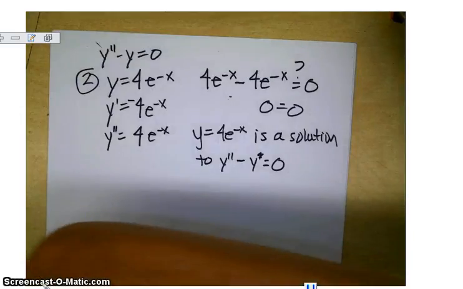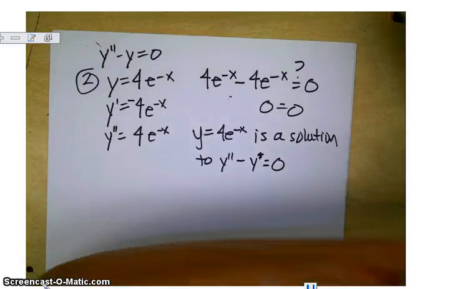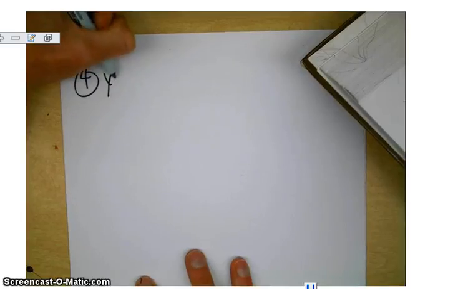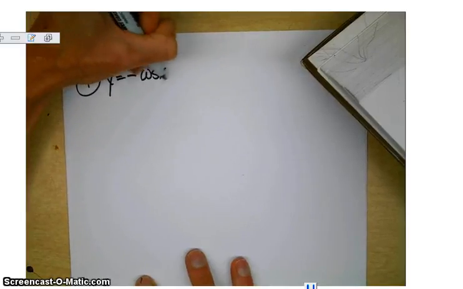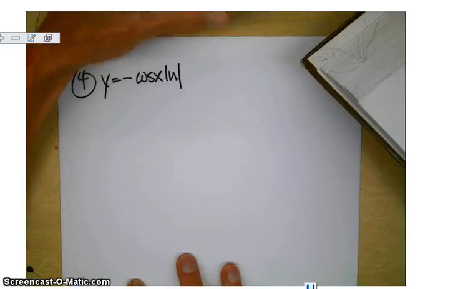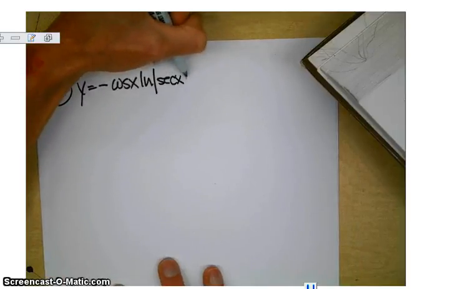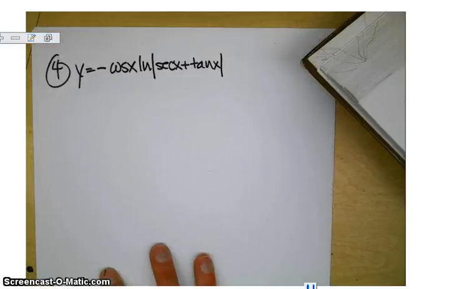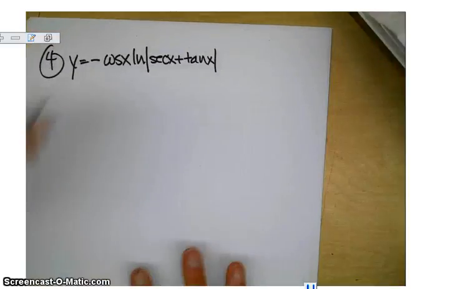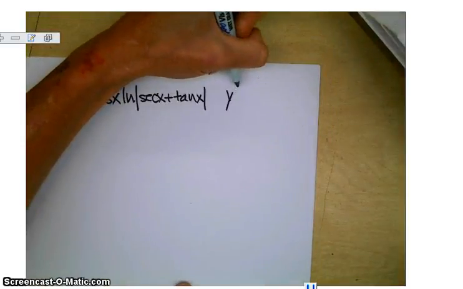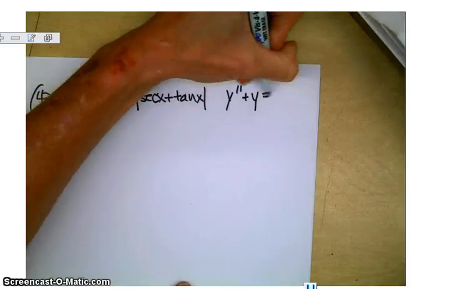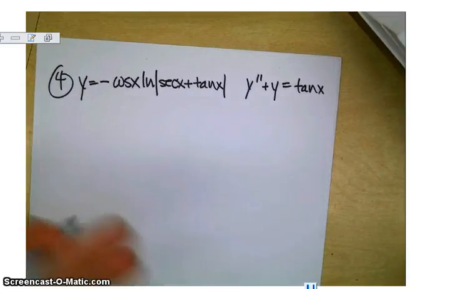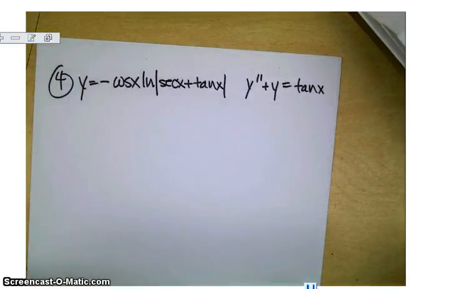All right, so I would like to see where I got this problem from. So example 4, we've got y equals negative cosine of x, natural log of the absolute value of the secant of x plus the tangent of x. And we want to verify that that is a solution to this differential equation, y prime prime plus y equals tangent x. And your book's actually nicer. They label the solution in the differential equation.